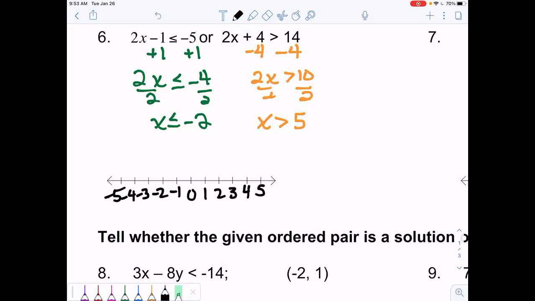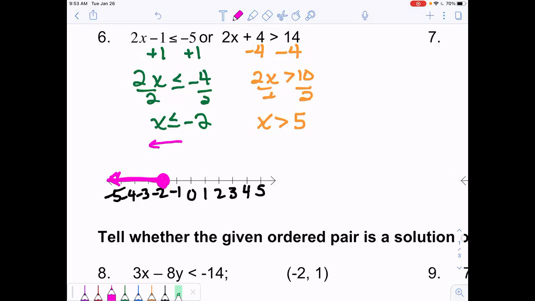When it's "or," instead of being in the middle, my answer is on the outside. So "or" is on the outside and "and" is in the middle. At negative 2, it says less than or equal to. Because of the equal to symbol, close the circle. And then the arrow is pointing to the left, so we shade to the left. We shade to the outside when it's "or."